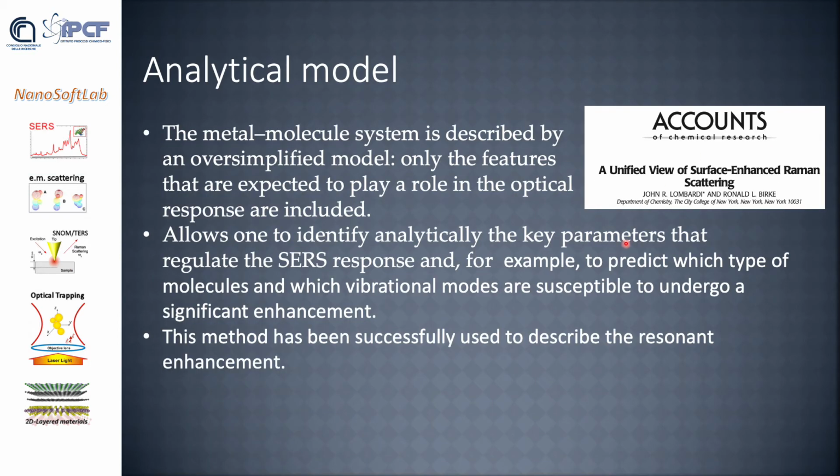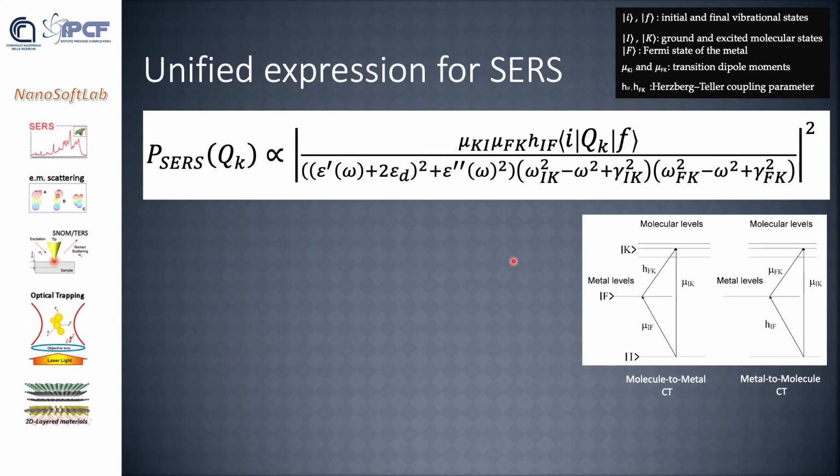An analytical model taking into account the chemical, the electromagnetic, and the resonant Raman enhancement has been developed by John Lombardi and Bayek. In this case, the model is really oversimplified, but takes into account the important parameters and is able to describe some experimental results. In this model, the SERS cross-section takes into account all the three enhancements.